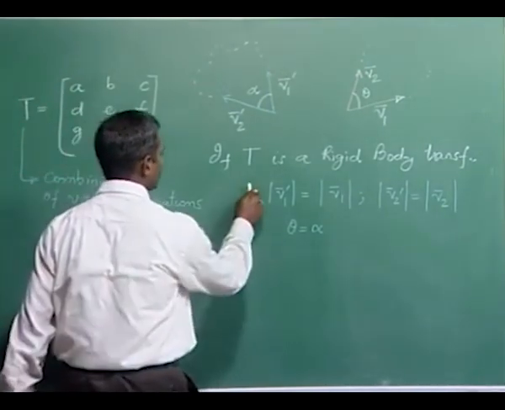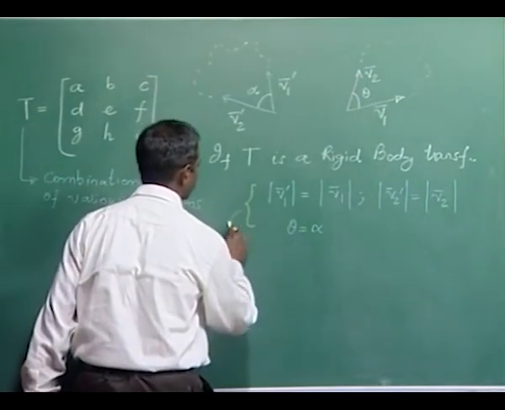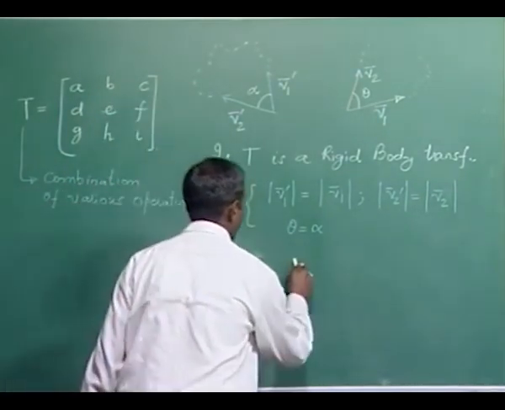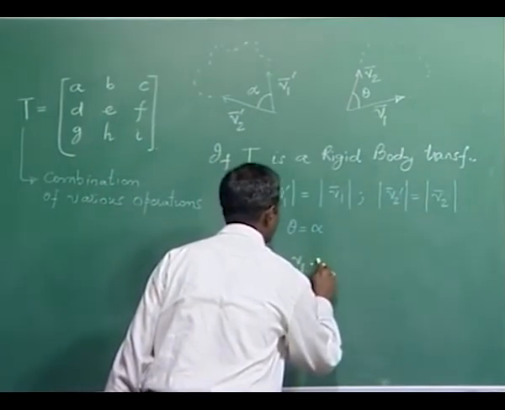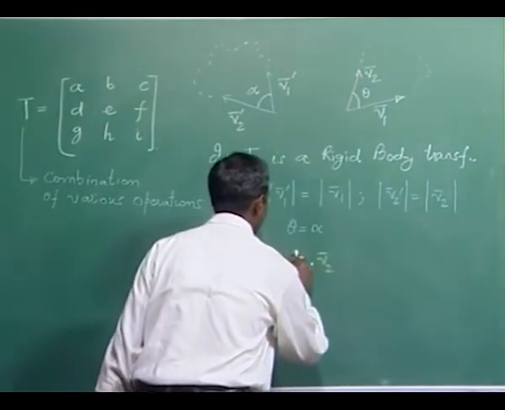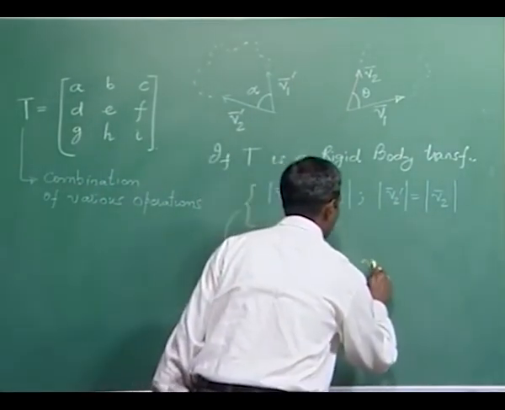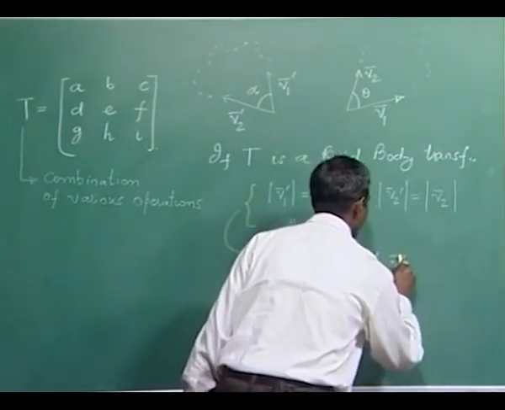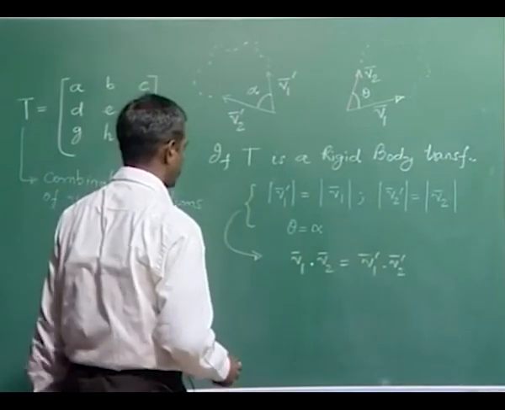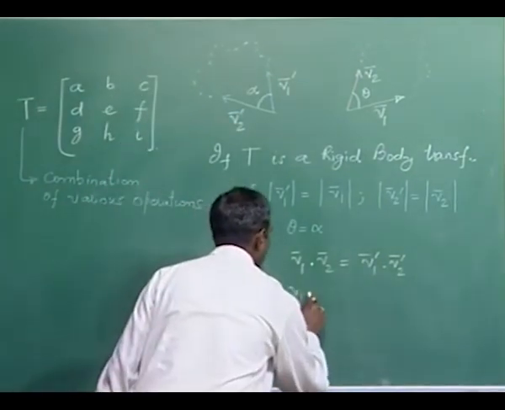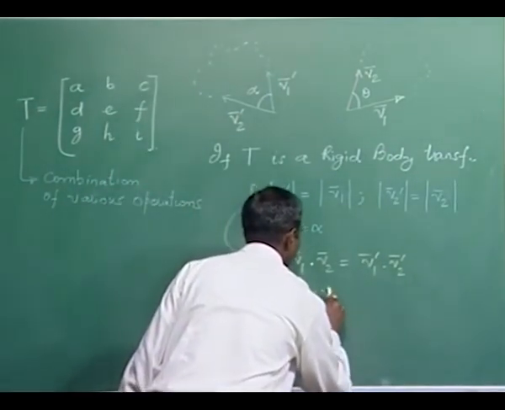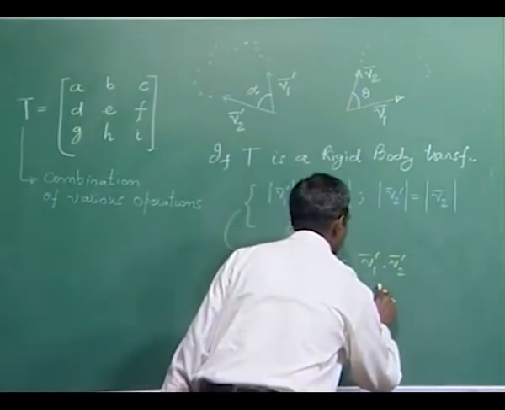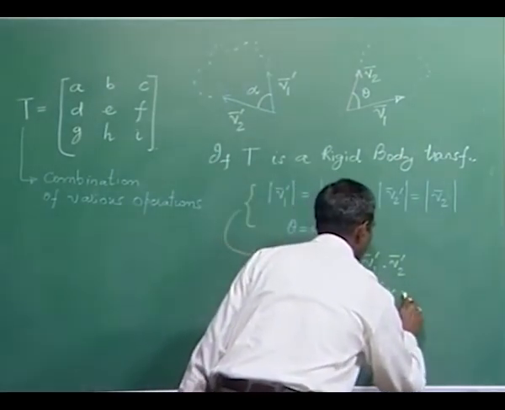I can rephrase these conditions slightly differently. I can say that V1 dotted with V2 is the same as V1 prime dotted with V2 prime, and V1 crossed with V2 is the same as V1 prime crossed with V2 prime.